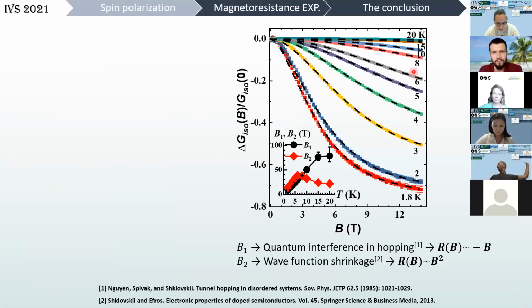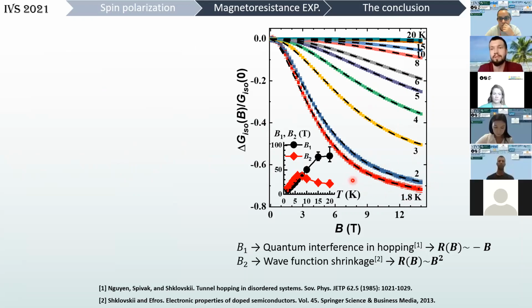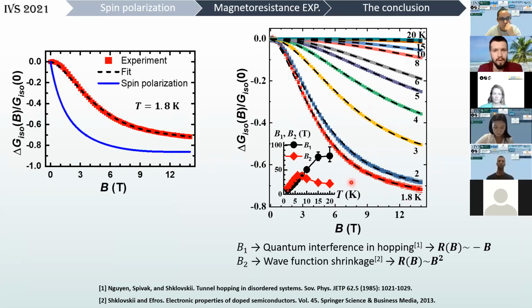Here it is. With decreasing temperature, the amplitude of magnetoconductance increases, and at the lowest temperature implemented in the experiment, we can see a sign of magnetoconductance saturation. The dashed black lines are the fits to the theoretical model.